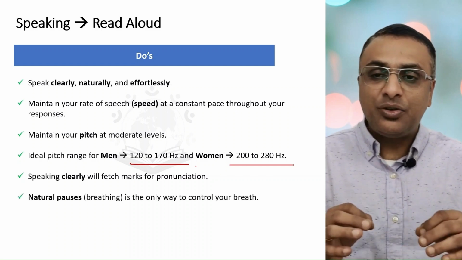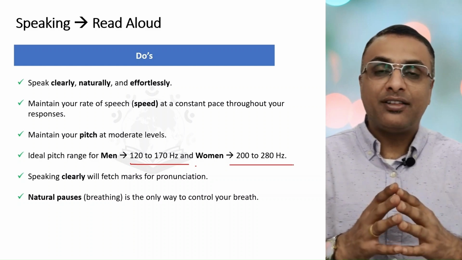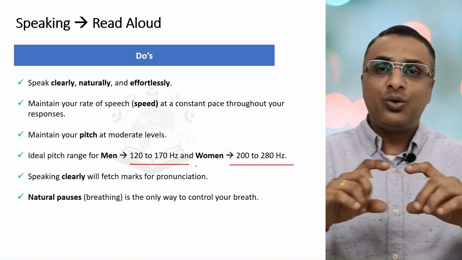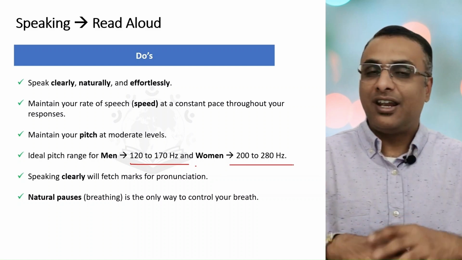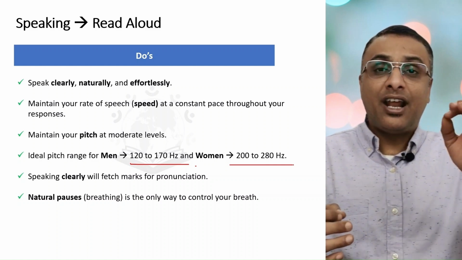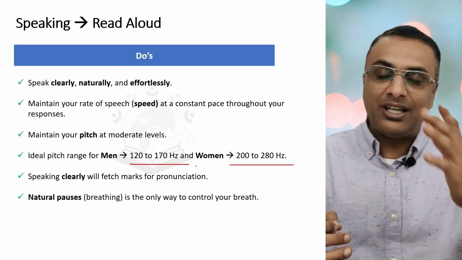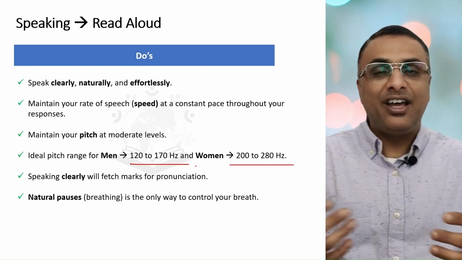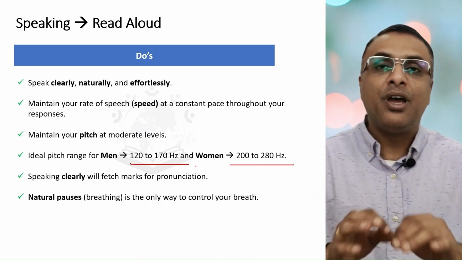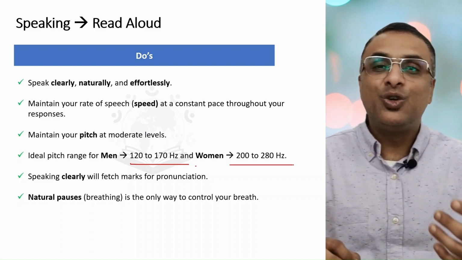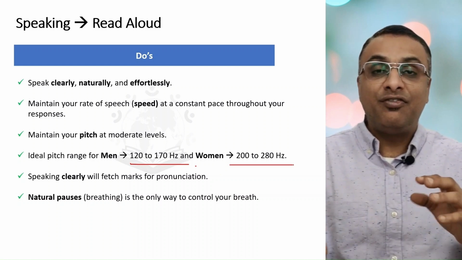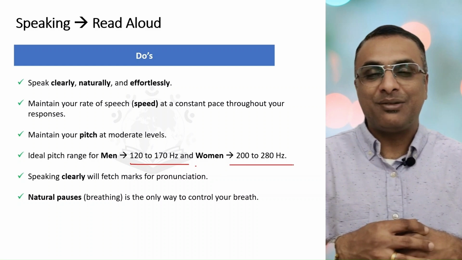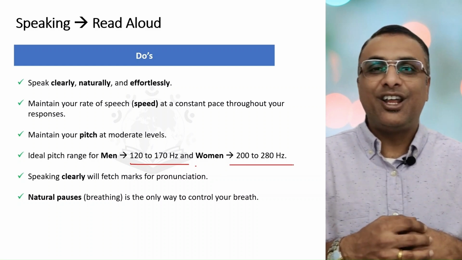Next thing, natural pauses is the only way to control your breath. For example, while you're speaking, if you take a paragraph, I'm very sure you cannot complete that paragraph in one single breath. None of us can do it. So instead, there could be full stops. You can take a natural pause at a full stop. Or on the other hand, can I take natural pauses anywhere in the sentence? Absolutely yes, no problem. You can take natural pauses whenever you want to. But that shouldn't be a very, very long pause. It will think that you are hesitating to speak, and again it will start reducing marks. So these are the do's for your read aloud question.